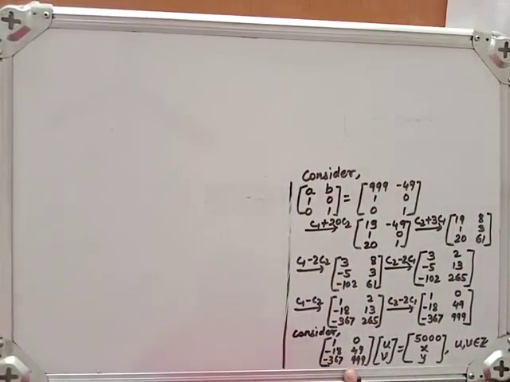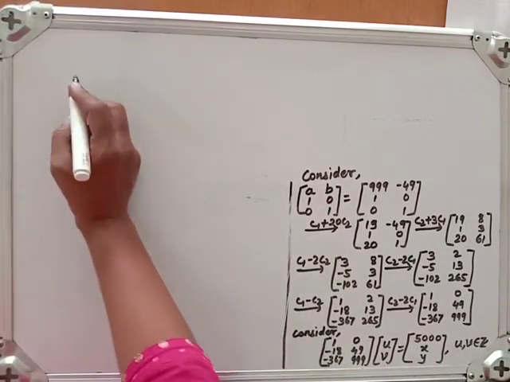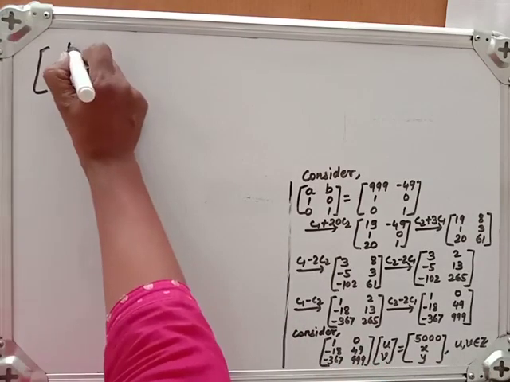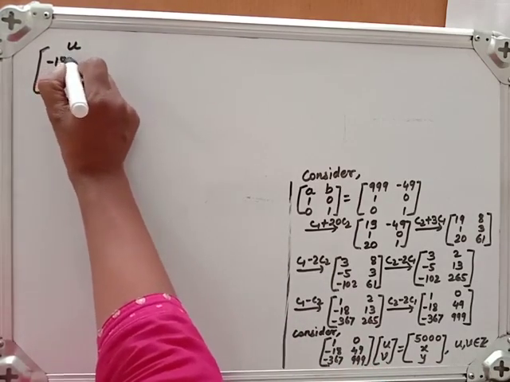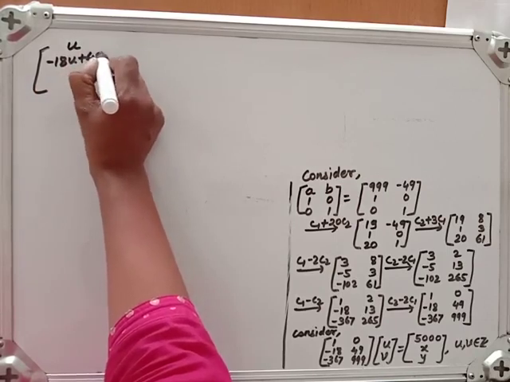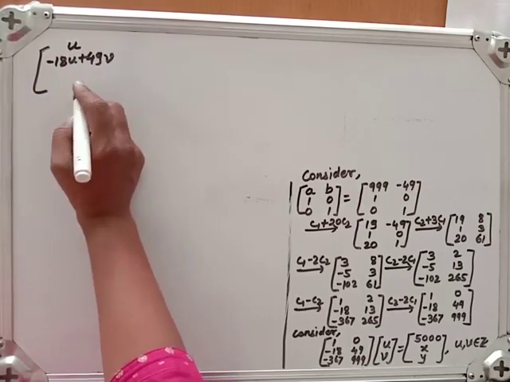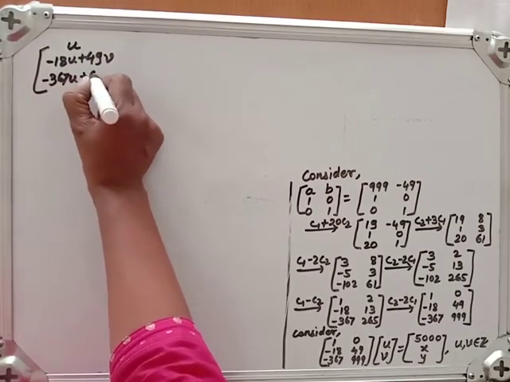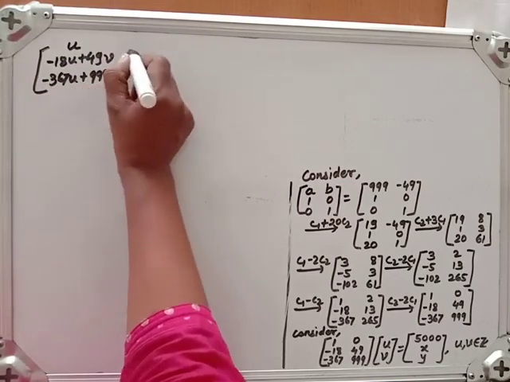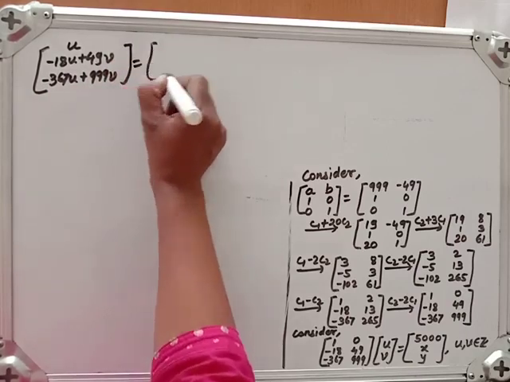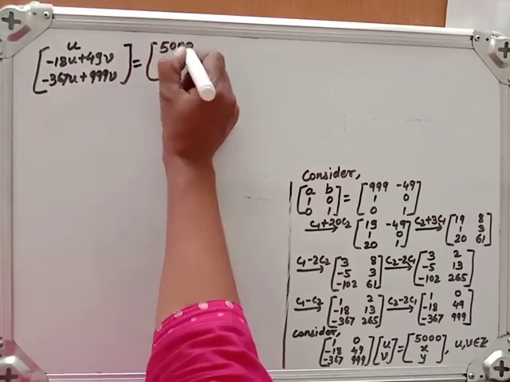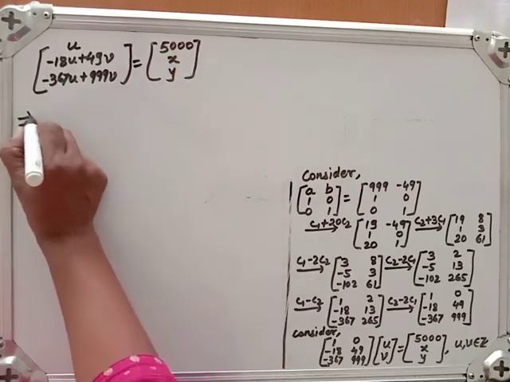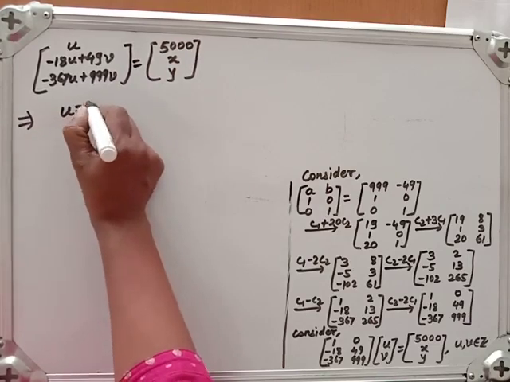Here, this system. Now taking the product on the left-hand side, what does this give? This gives -18u + 49v and -367u + 999v, and that is equal to what? 5000. x and what? y. So this gives u equal to 5000.